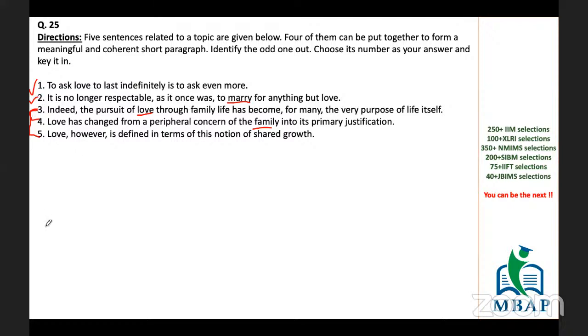We are talking about marriage, some practical aspects, the family, and the overall growth. Whereas the first one is more from a romance point of view. So that's why the first one will be our out of context or odd one out.